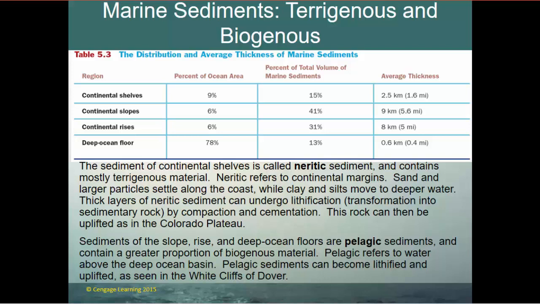So sediment on the slope, rise, and deep ocean floor is known as pelagic, or pelagic, depending on who's saying it. So it's pelagic sediments and contain a greater proportion of biogenous material. Pelagic refers to the water above the deep ocean basin. So if you remember from Finding Nemo, they talked about pelagic sea creatures and neritic sea creatures. So pelagic sediments can become lithified and uplifted as well.